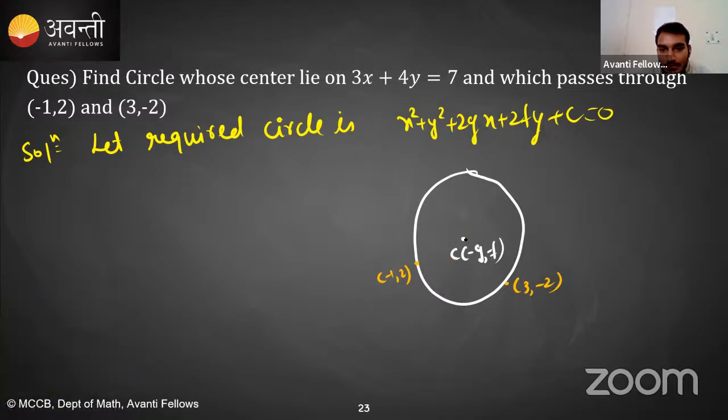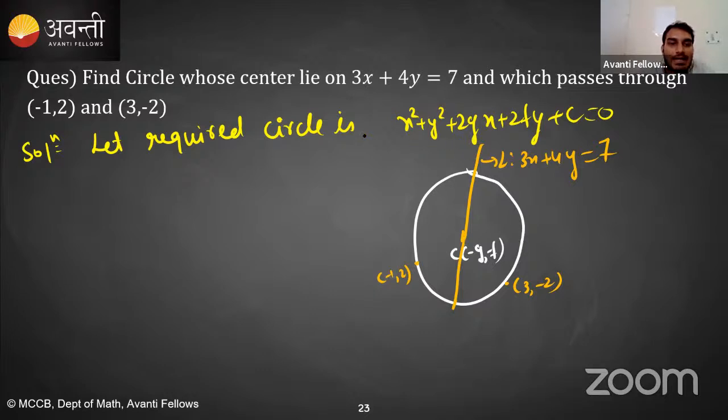Let's say this line. So what is this line? This line is 3x plus 4y equal to 7. So now find the equation of the circle. Is the question clear? A circle passes through the 2 points, and the center of the circle lies on the line. Then find the equation of the circle.